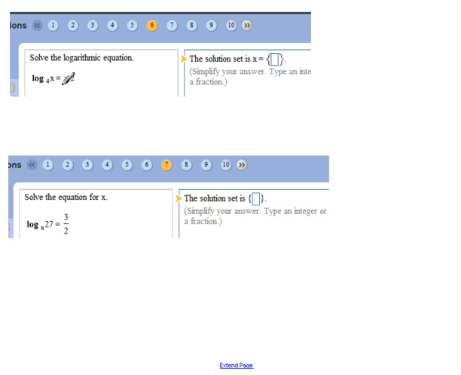125 is the same thing as 5 cubed, so therefore x has to be 3. Log base 4 of x equals negative 2 means that 4 to the negative 2 is equal to x, but 4 to the negative 2 is the same thing as what? 1 over 4 squared, or 1 over 16 would be the value of x.